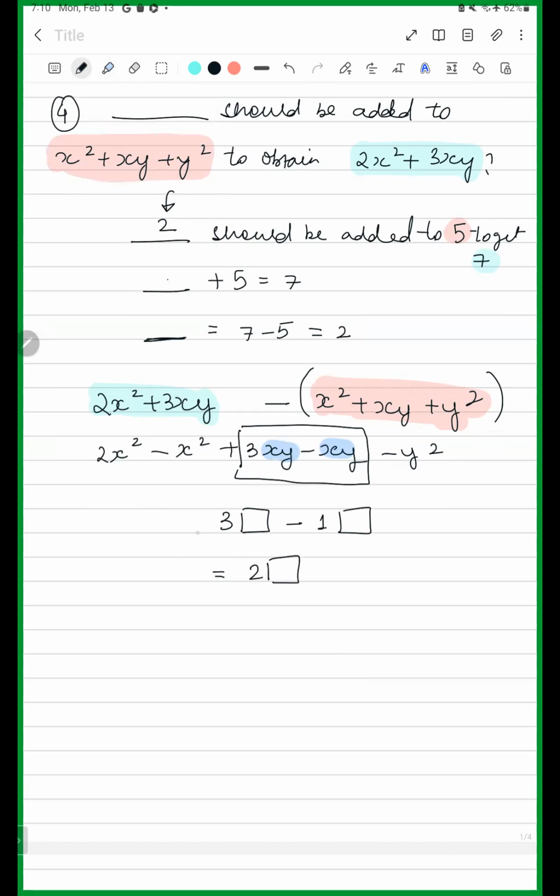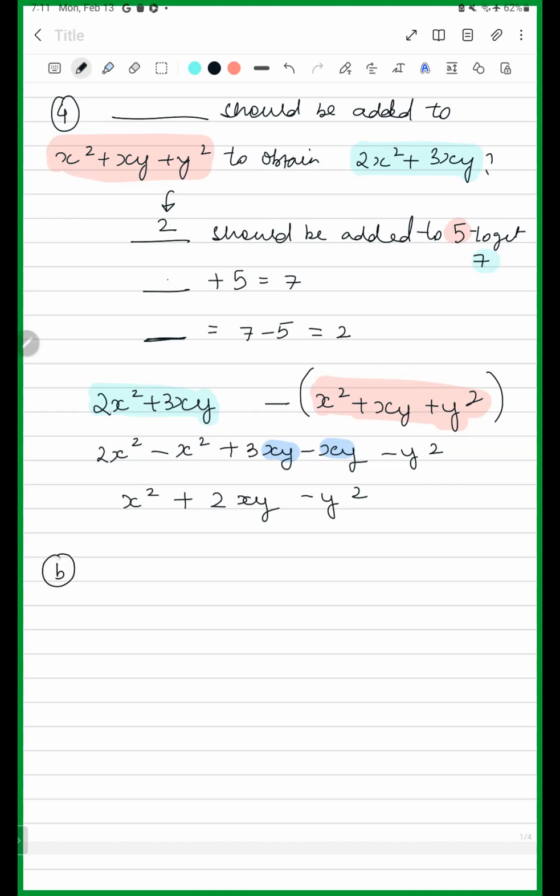So the final answer will be x squared plus 2xy minus y squared. Okay, good. Now the B part. Can you do the B part by yourself? Yeah, we actually completed that one. We had done it. How about question number 5?